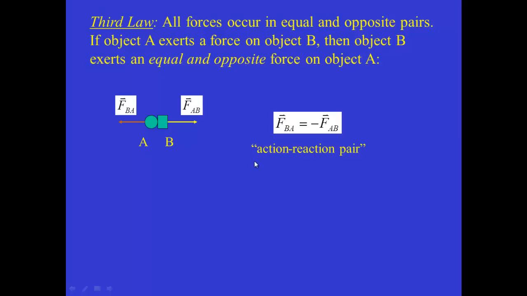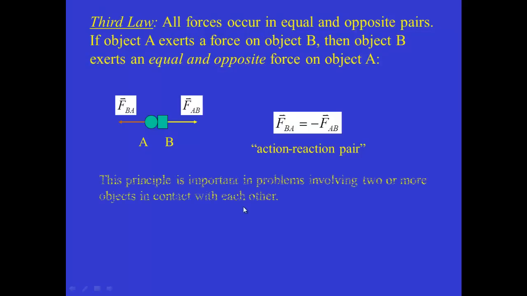And some books call these action-reaction pairs. So for example, if I have a hammer and I hit the head of a nail, the hammer exerts a force on the nail, right? And that causes the nail to accelerate briefly and go into the wood. But the nail also exerts a force on the hammer, slowing it down, changing its motion, right? And so those two forces are equal and opposite in direction. As I said, it's important when we have two or more objects that exert forces on each other.